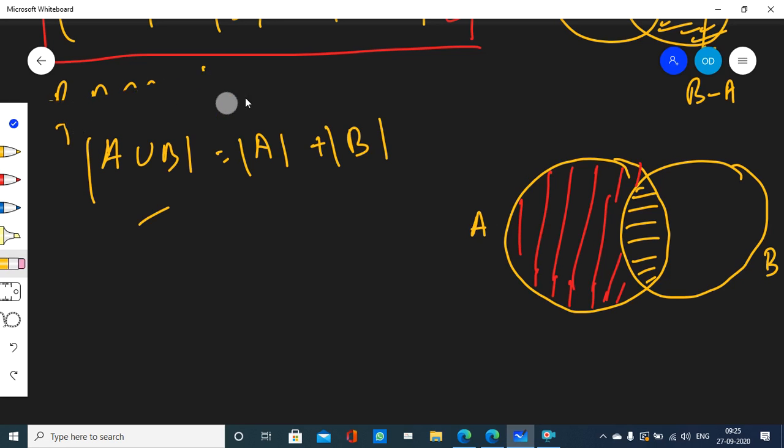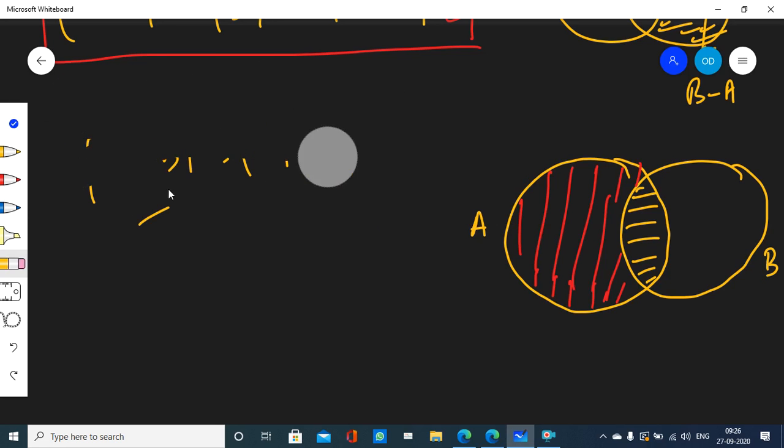So let's find a general formula. A formula that can be applied to any A intersection B. A intersection B is whatever, we don't care. We have to derive a formula such that that formula can work for any A intersection B. Okay. That's why I am calling it the general formula.